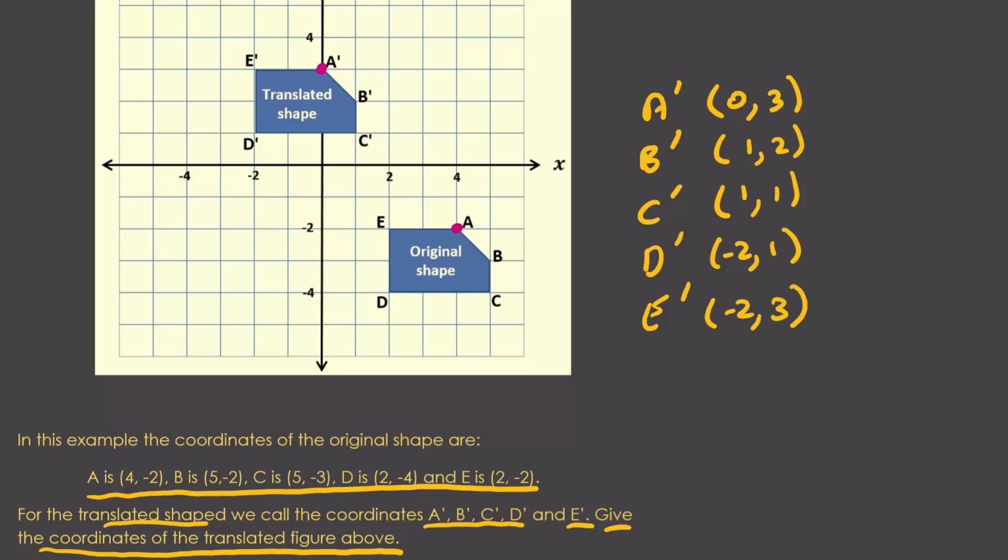Now we're not asked for it here, but we could give the translation vector. So let's just choose a point like D. So D dashed is the image. What have we done to get to D dashed? We've gone 4 units that way and 5 units that way. So that means that the vector would be (-4, 5). So -4 because we went left, and +5 because we went up.